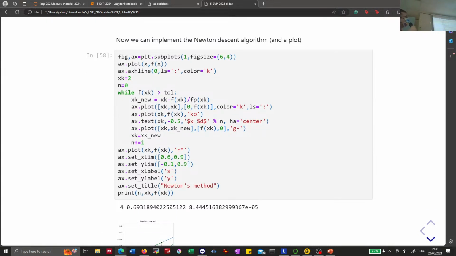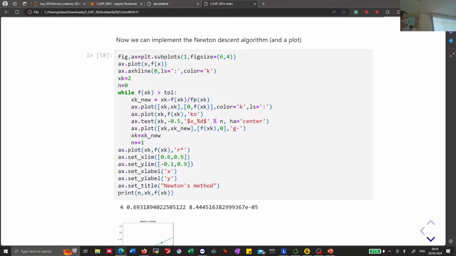Okay, so now implementing the Newton descent algorithm, right, our Newton solver. We start with a figure, but in principle we can do the plotting afterwards. The actual solver happens in this while loop. But when we define the figure first, we can keep track of what is going on in our plotting by playing around either with some print commands or some if statements to break the while loop.